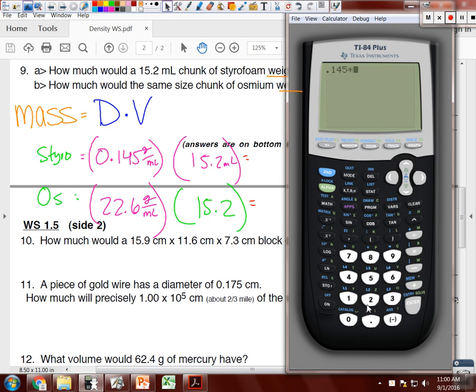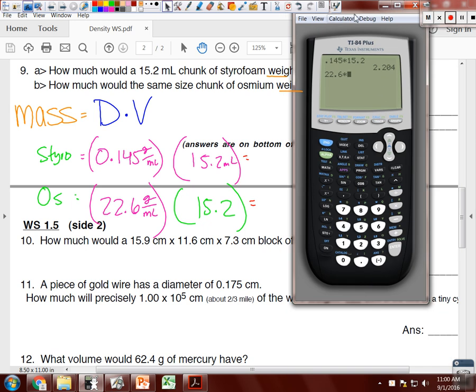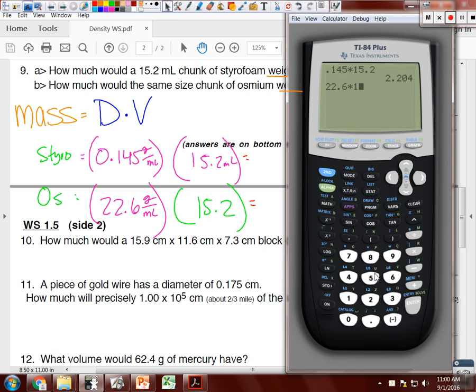0.145 times 15.2, and then 22.6 times 15.2. So there's both of our answers. Okay. What would you round the first one to? 2.20. Now, what's your unit? What were you solving for? Grams. So 2.20 grams.